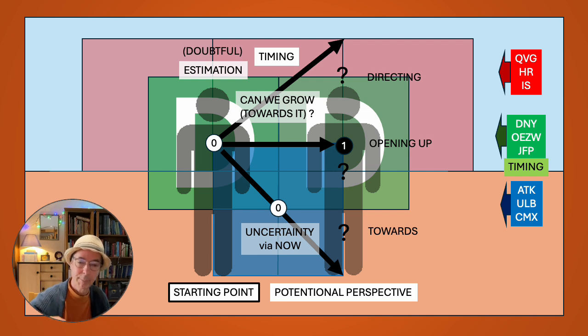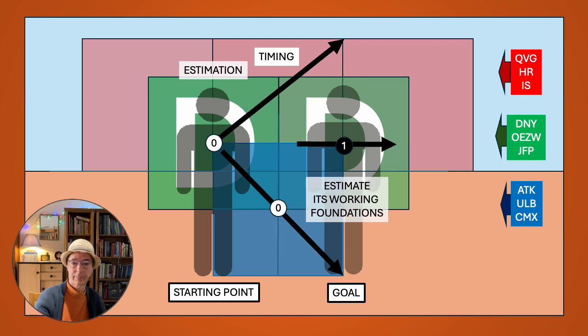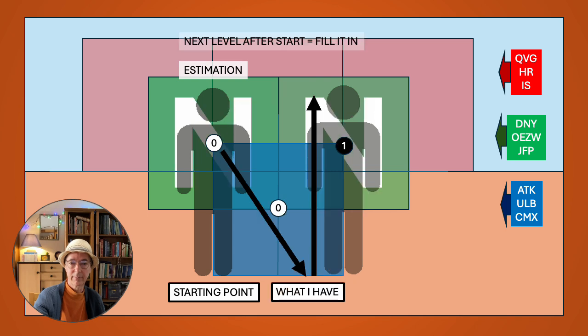It's the starting point of timing. We start to time, we start to estimate. We have that doubt, so that's a good thing in this case. And we have a starting point that maybe we go towards that. Maybe we can have it. We use the uncertainty via the now towards the future. And what do we do? We just estimate its new working foundations and see what we will receive there, what we will get there. It's that goal, it's that mindset that we use in the letter D.